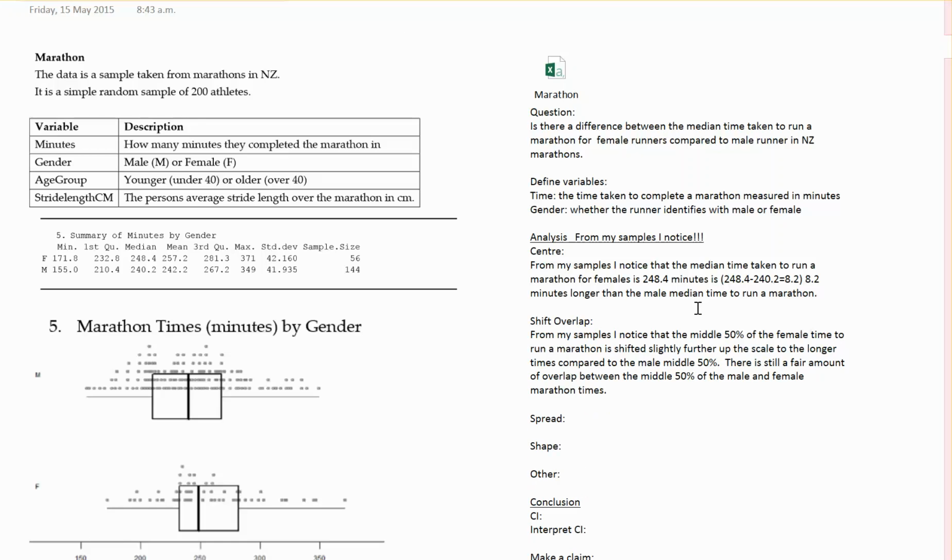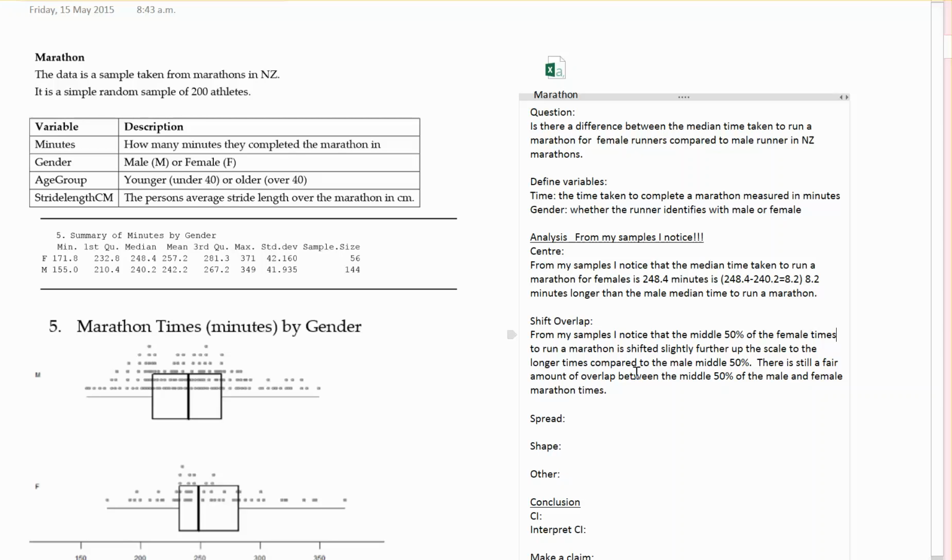So from my samples I noticed the middle 50% of the female times to run a marathon is shifted slightly further up the scale to the longer times compared to the male middle 50%. There's a fair amount of overlap between the middle 50% of the male and female marathon times. So here again I'm being specific about my samples, the middle 50%, the male and female groups, and my variable that it's about running the marathon. Okay.